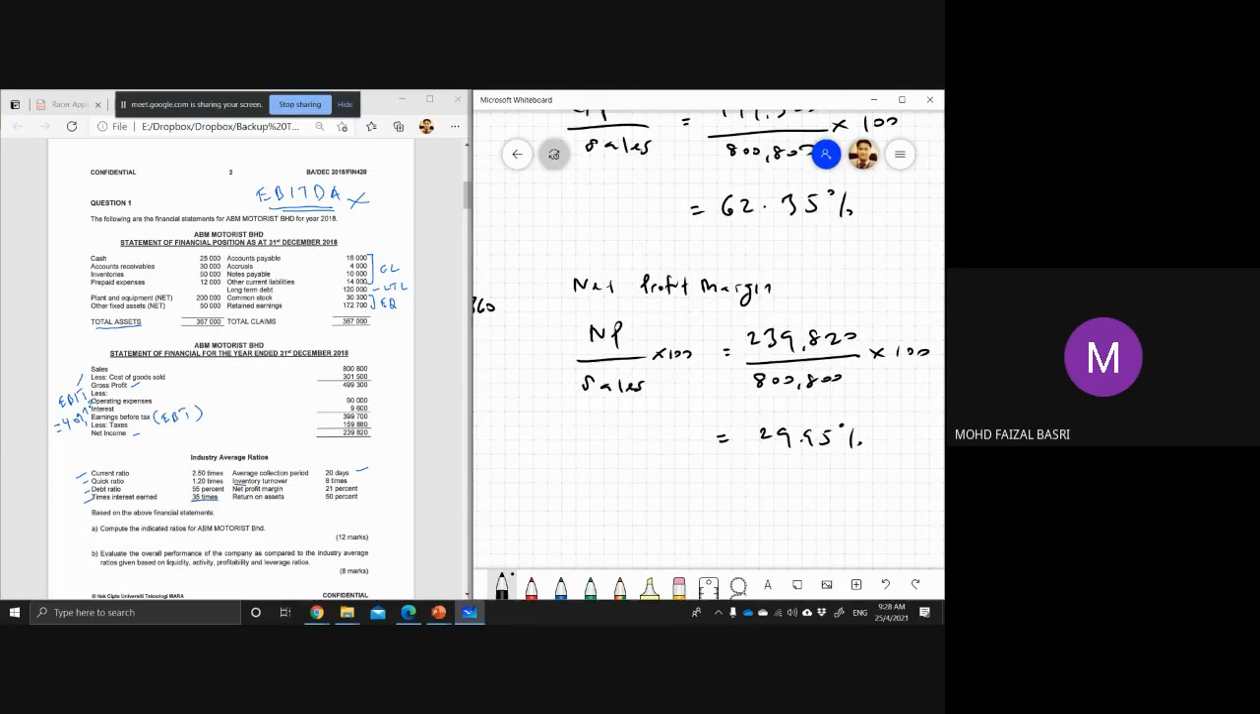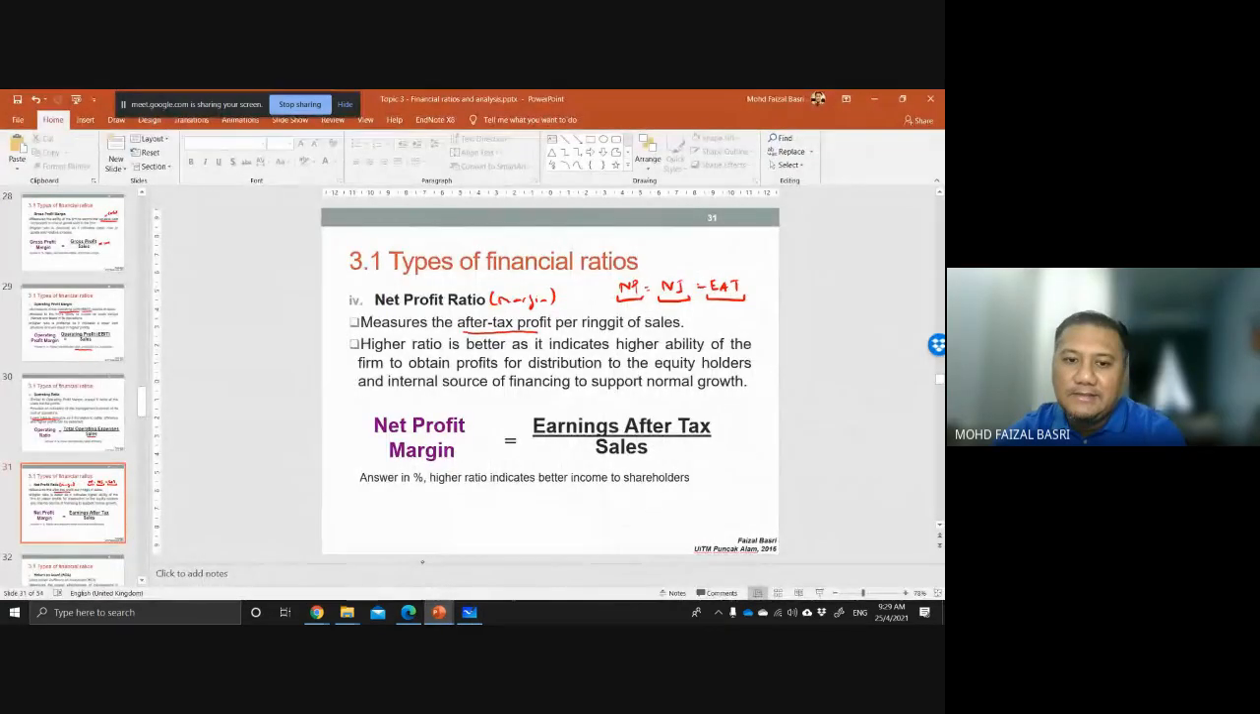Okay, this is again useful if you want to do estimation. In fact, in some planning techniques we're going to use later, we will use net profit margin to cut through all the items just to get the net profit. So how to comment again? The higher the ratio, the better for the net profit margin. So in this case, we can say that ABM Motorist has a better net profit margin as compared to the industry average. And this indicates that the company has better income available to the shareholders.